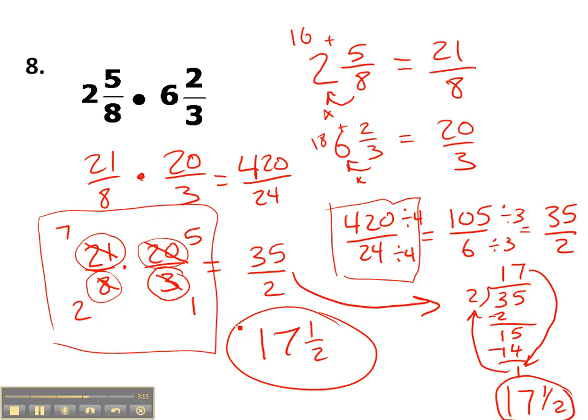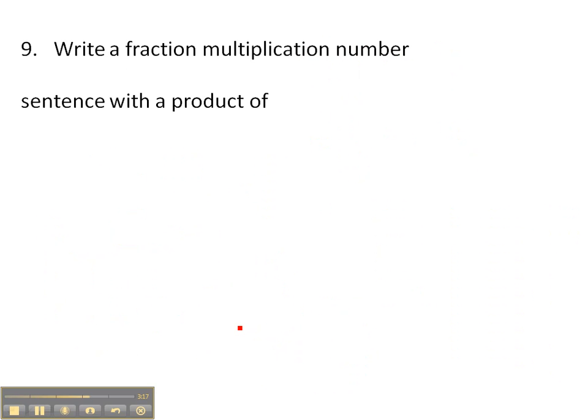Okay, the last problem on the homework: write a fraction multiplication number sentence with a product of 1 and 1/2. So changing 1 and 1/2 to an improper fraction, 2 times 1 is 2, plus 1 is 3, so that equals 3/2. So I want a multiplication number sentence with an answer or product of 3/2.